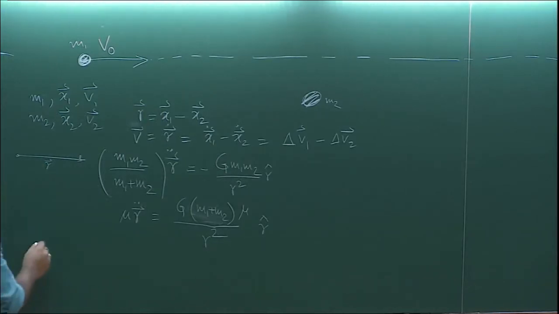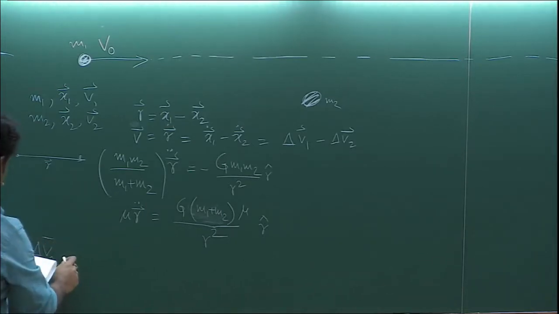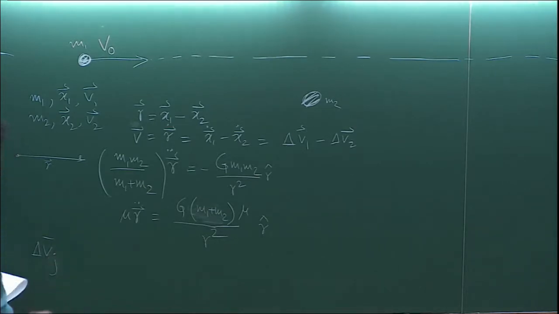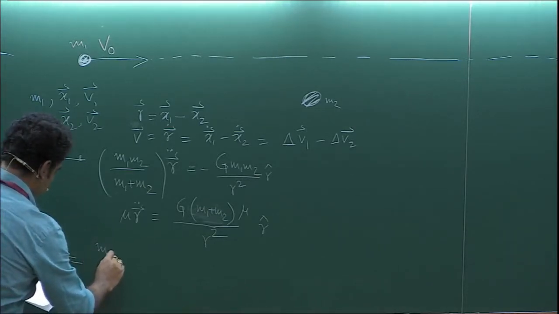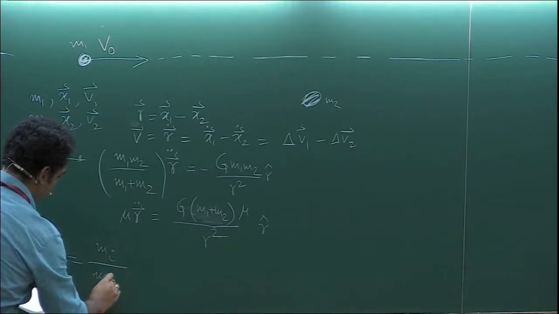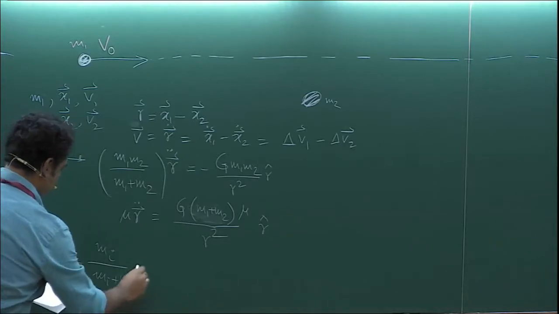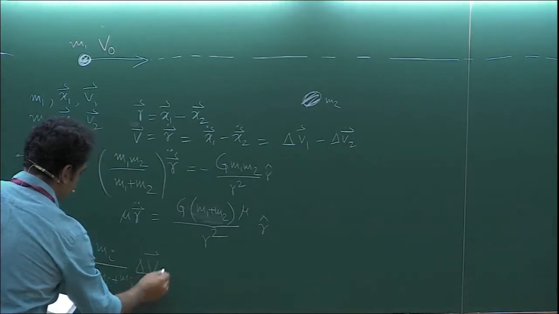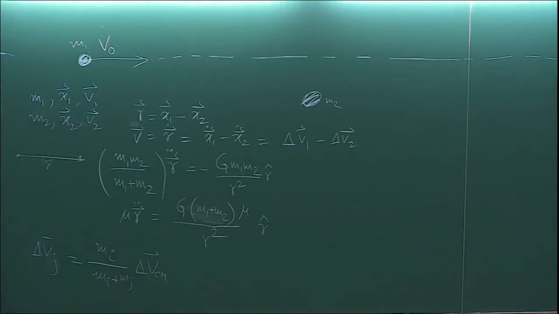And then if you want to understand the change in velocity of a particular star, then you can write it down. So let's make it general. delta Vi is mj over mi plus mj times delta V of the center of mass. These are all coming from the definitions of these quantities. Everyone is satisfied with this? Okay. So let me just erase this now.